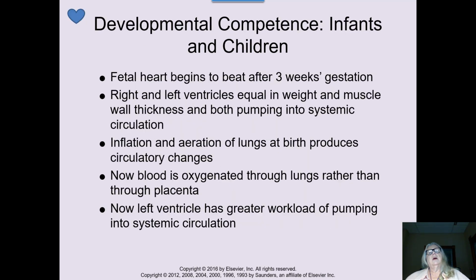It will be important for you to review how infants' and children's hearts grow. The fetal heart begins at about 3 weeks of gestation, and it continues to grow.